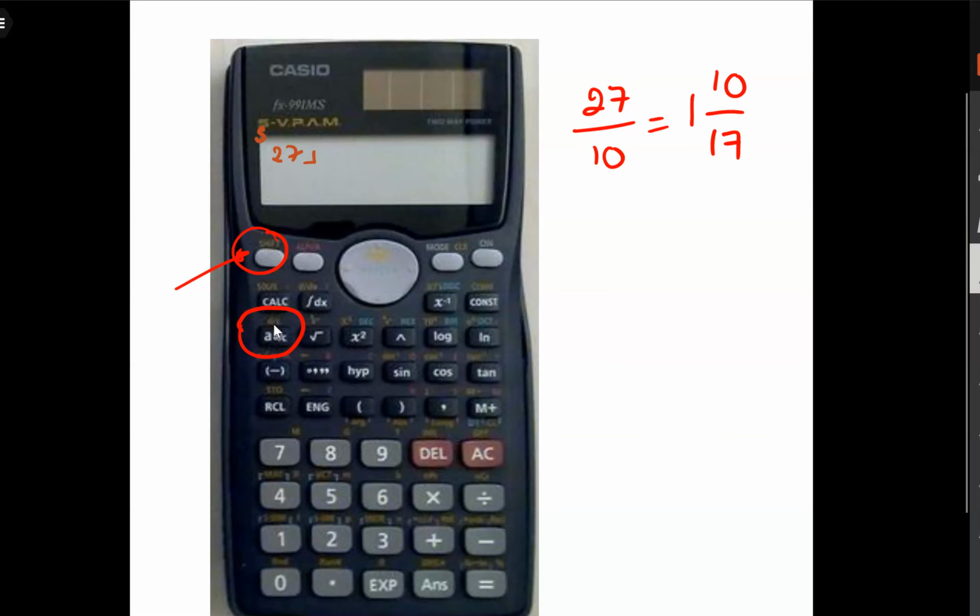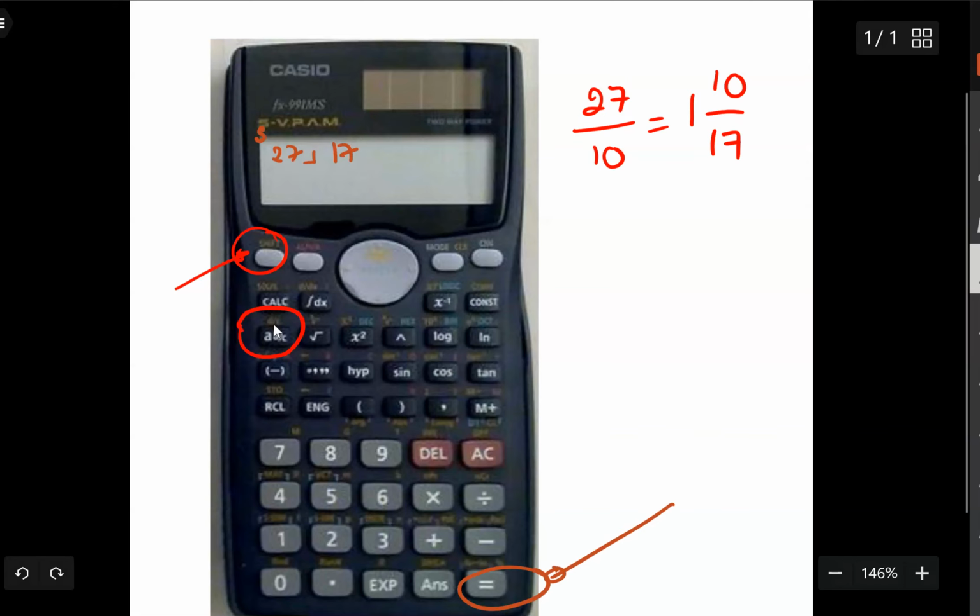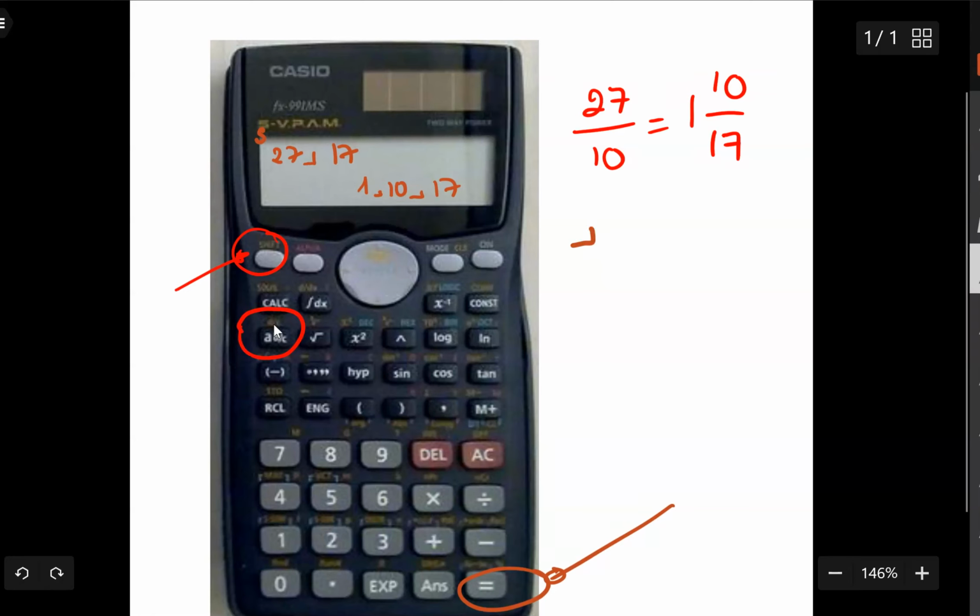Then I put in 17, and then I press the equal sign. Simple as that. You see that you will have 1, 10, and 17, with a symbol representing a fraction. So now you have 1 as a whole, 10 as a numerator, and 17 as your denominator.